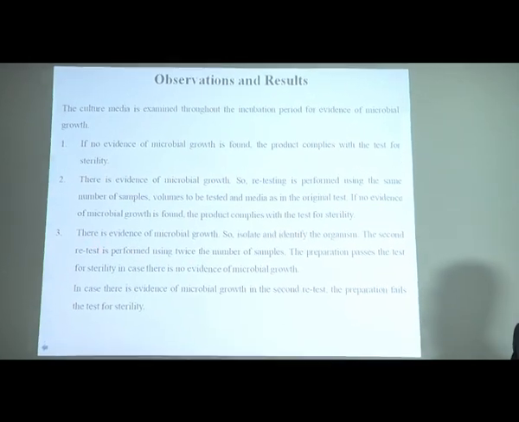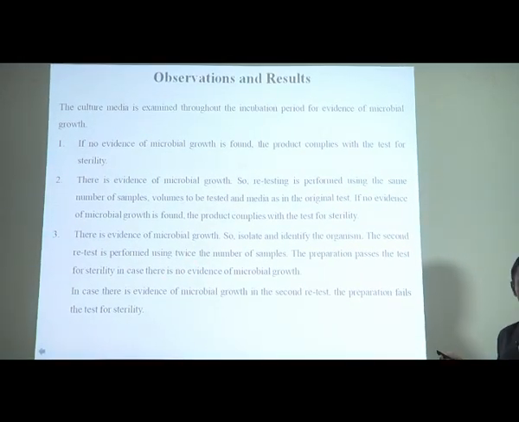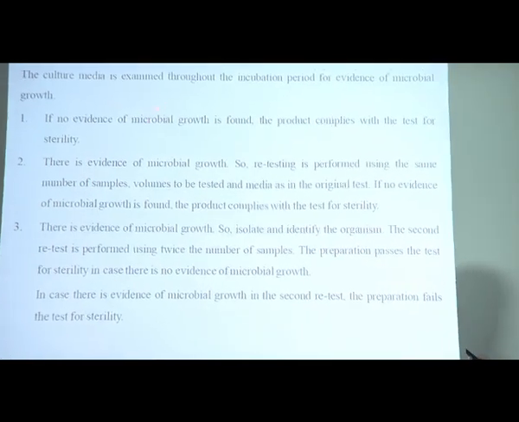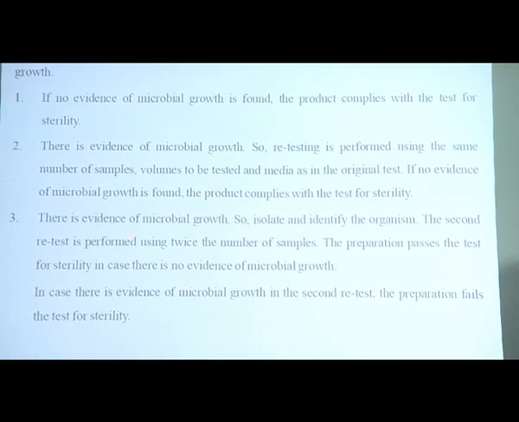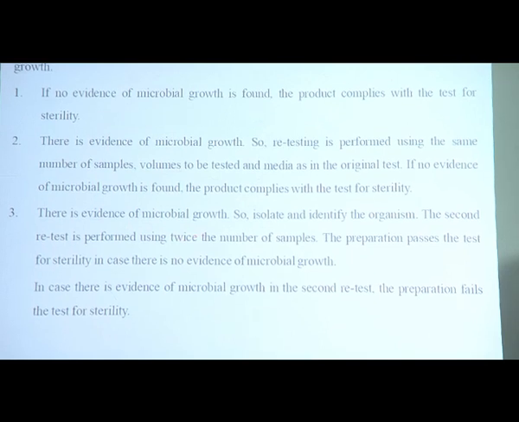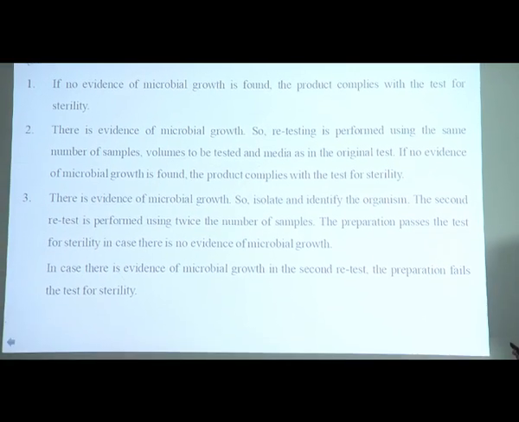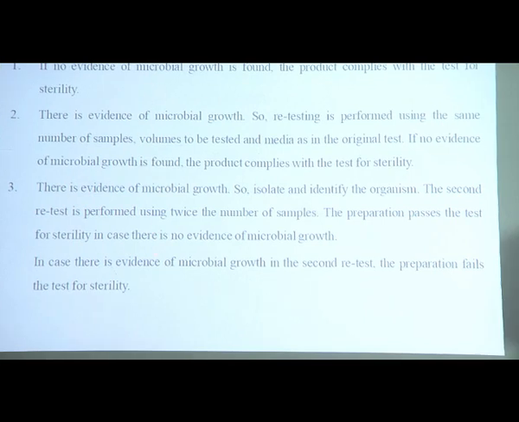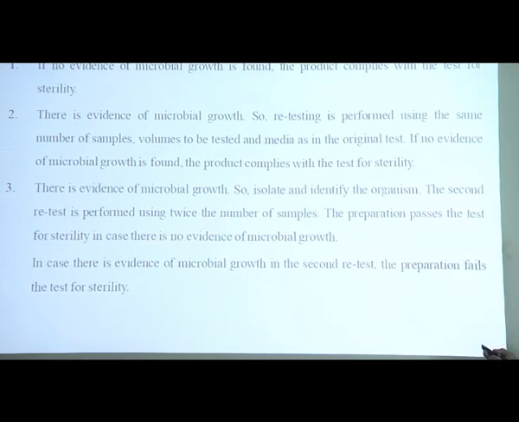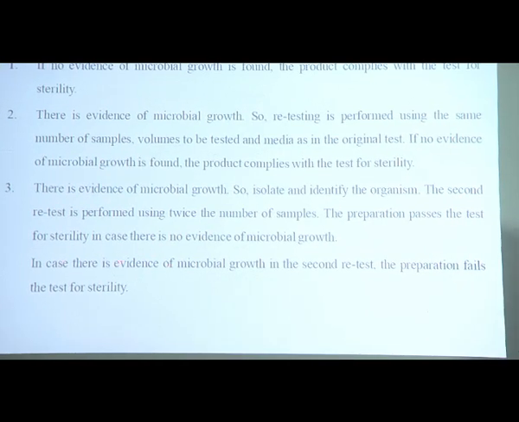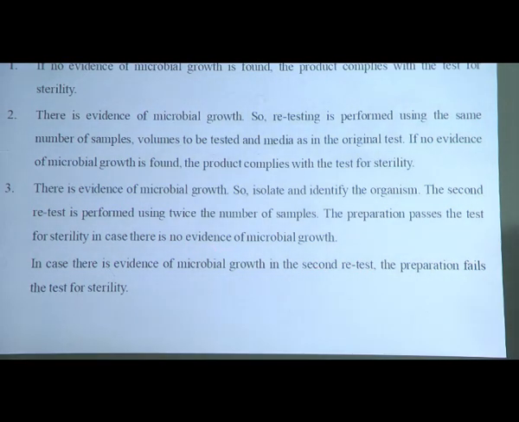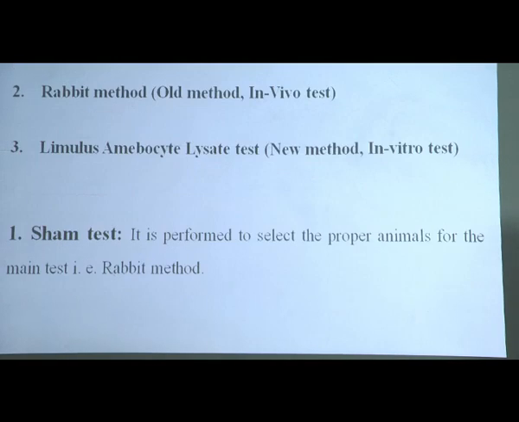The second retest is performed using twice the number of samples. In the first retest, we have to take the same samples. In the second retest, we have to take double the samples, twice the number of samples. The preparation passes the test for sterility if there is no evidence of microbial growth, and if there is microbial growth, then we have to fail the test for sterility. So these are the observations and results.